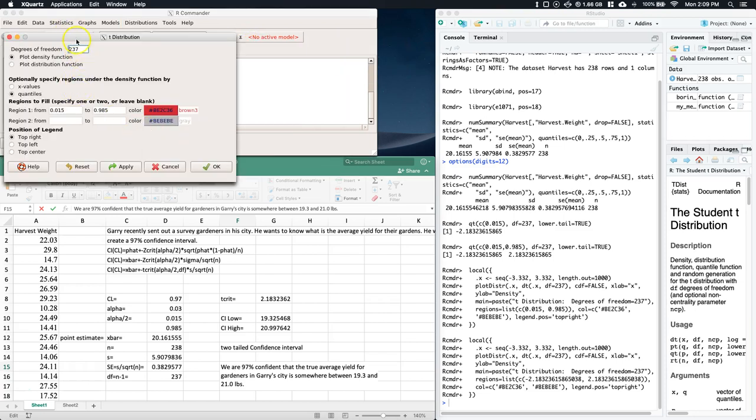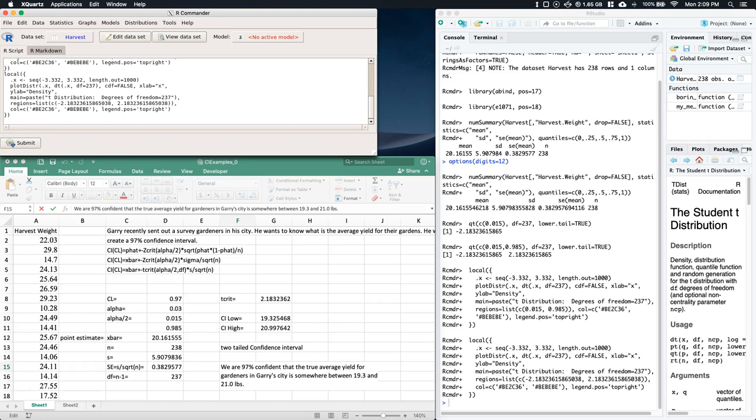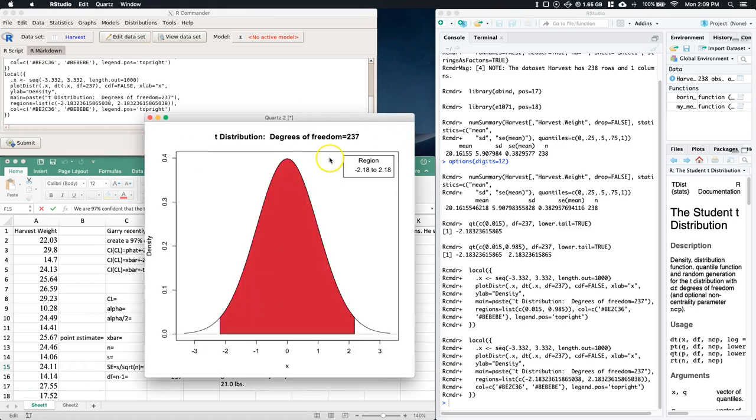So I'm going to plot, so 237 was our degrees of freedom. I'm going to do the quantiles from 0.015 to 0.985. And I'm just going to go ahead and click OK. And let me pull it over. So this is what we did when we did our two tail.